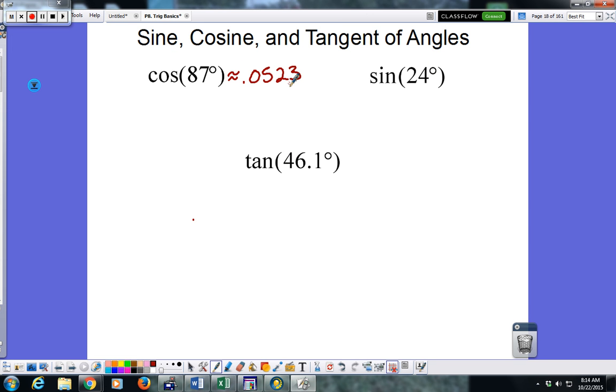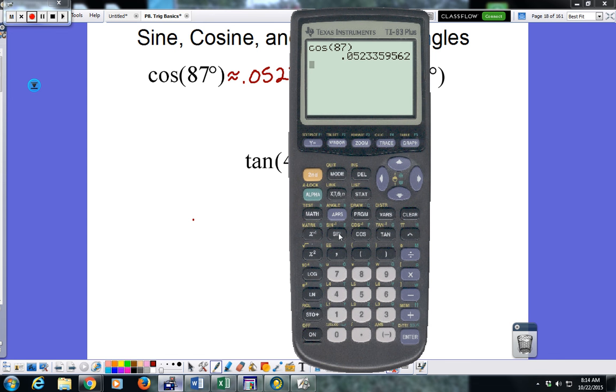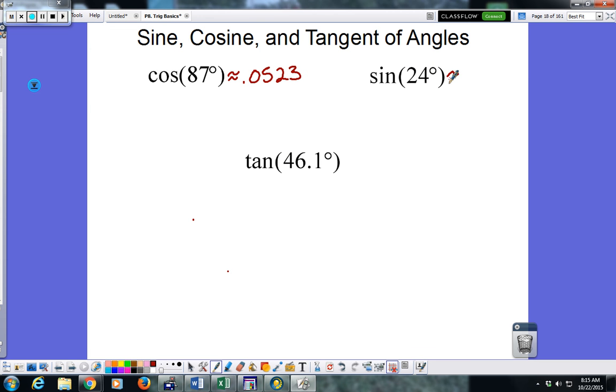Sine of 24, same thing. Here's your sine button, 24, enter. I'm in degrees, so I'm good, 0.4067. And I think we're good with that. You can try to type in the third if you would like.